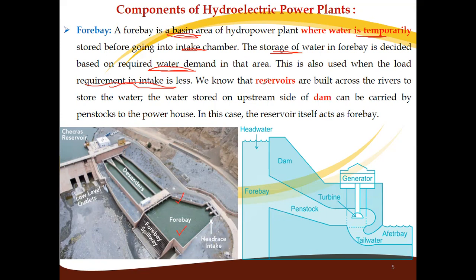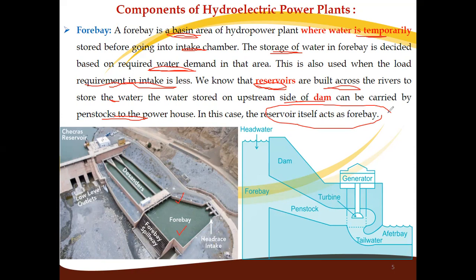Now we know that a reservoir, also called a dam, is built across the river to store water. And water stored on the upstream side of the dam is carried by a penstock to the powerhouse. So in this case, the reservoir itself acts as a forebay. Sometimes a small reservoir is there, and that reservoir also acts as a forebay, or we can say the dam also acts as a forebay.